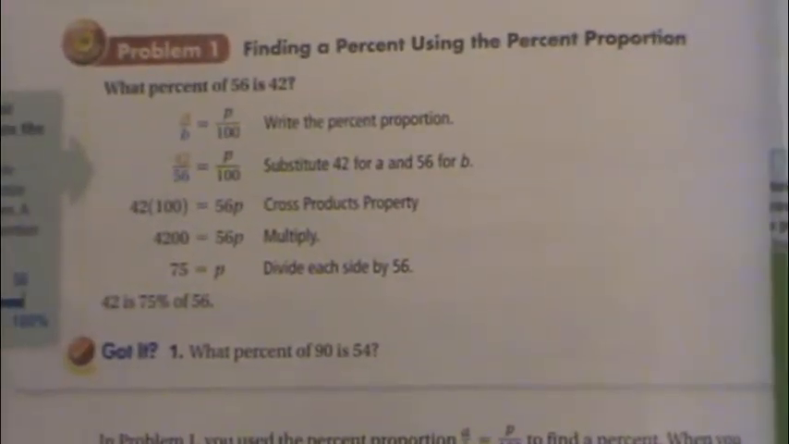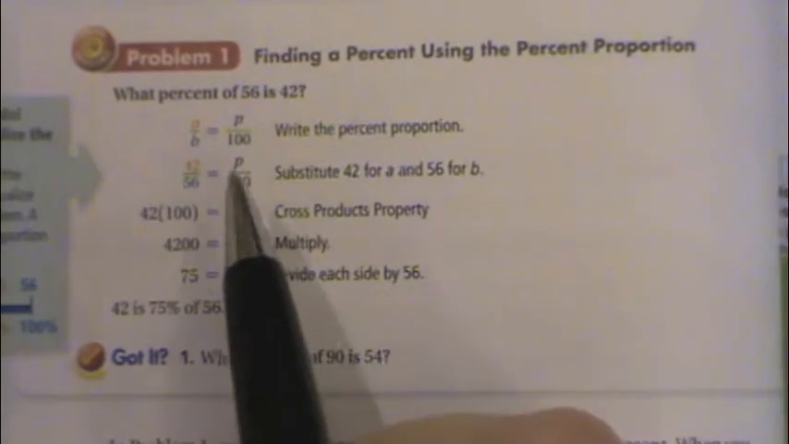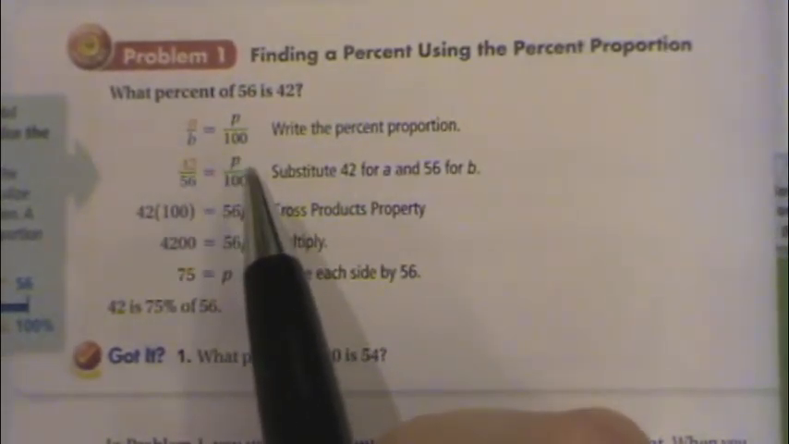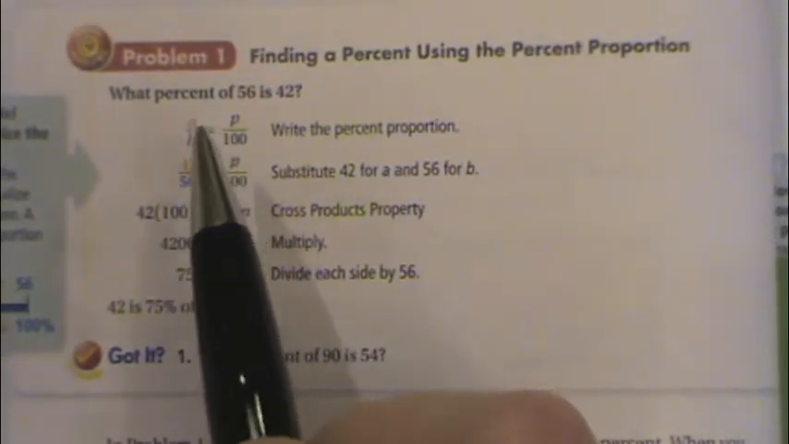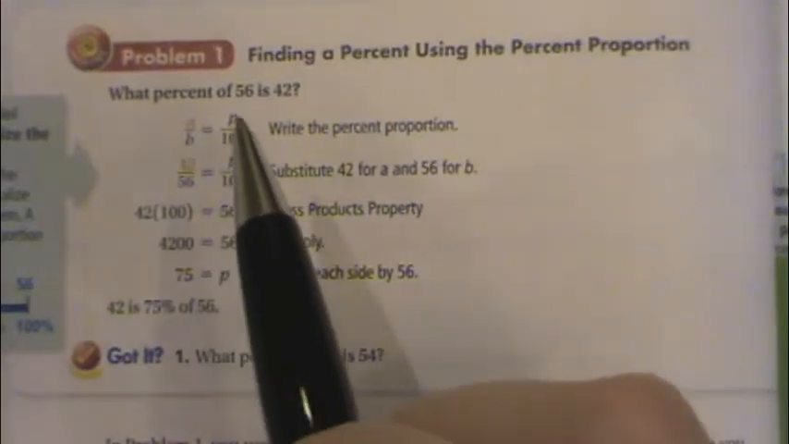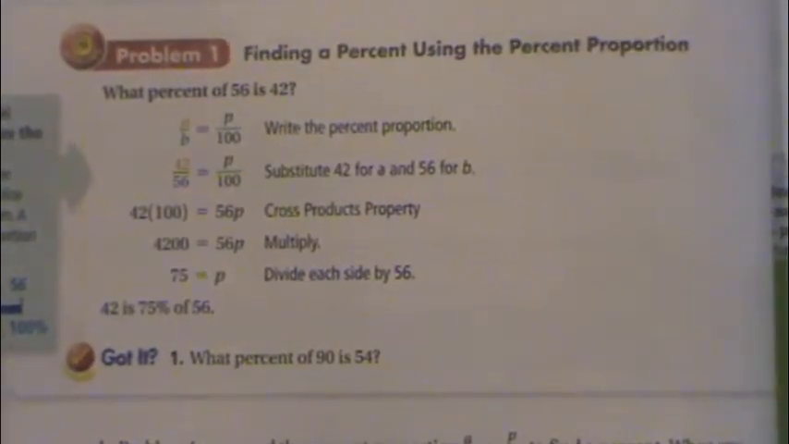So at the top of page 138, let's give this a little bit of practice. Problem 1, finding a percent using this percent proportion. First step, write it out. It doesn't even matter what the question is yet. A over B equals P over 100. Now take a look at the question.